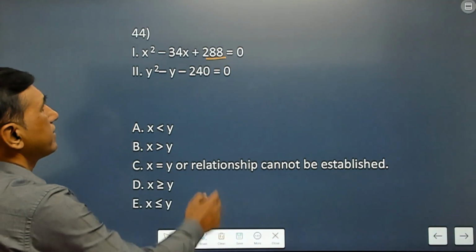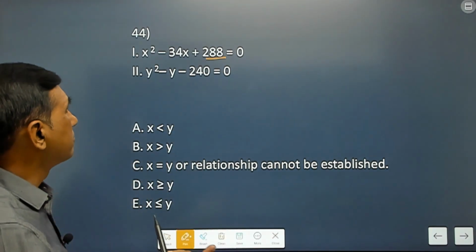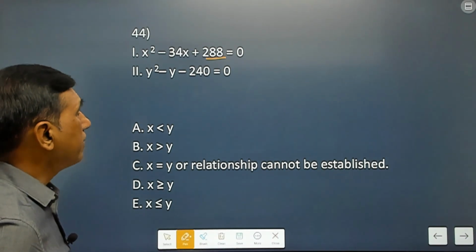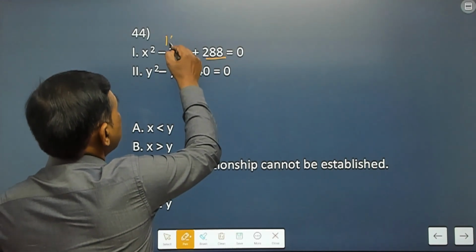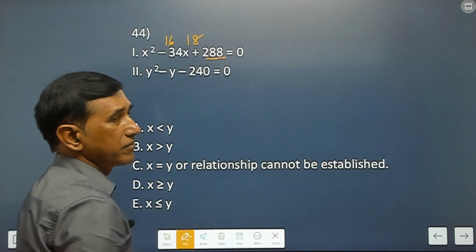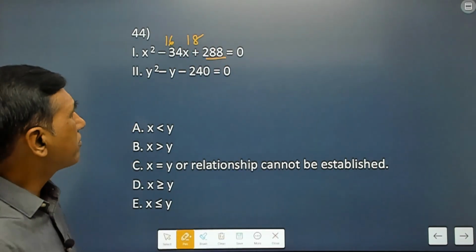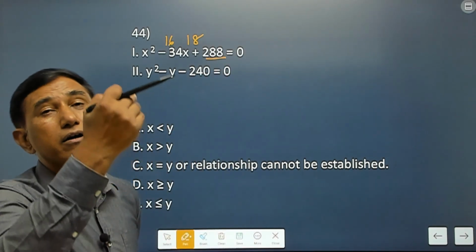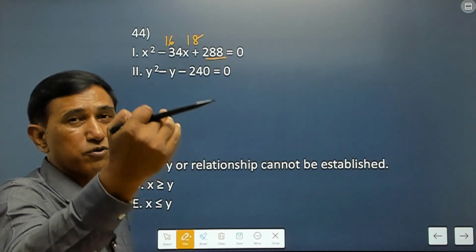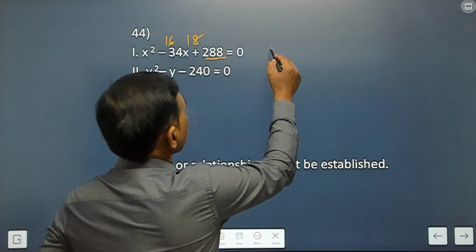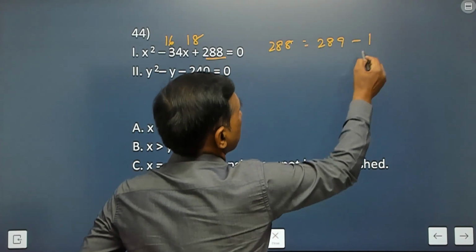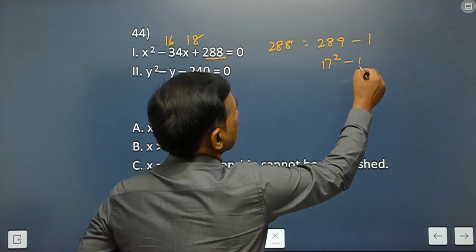See, 288, again 17. 17 and 17 cannot be. Then 16 and 18. Yes, because look, 289 minus 1. So 17 square minus 1 square, 17 plus 1, 17 minus 1. 288 is equal to 289 minus 1, which is 17 square minus 1 square.